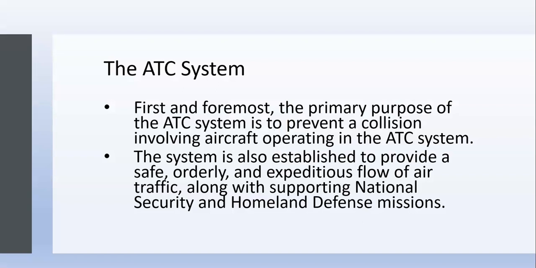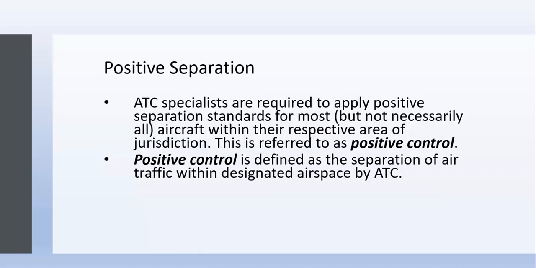So the first and most important purpose of ATC is to prevent a collision involving aircraft operating in the ATC system. And it's also established to provide a safe and orderly and expeditious flow of air traffic. So efficiency of the air traffic system is also a primary concern of the ATC system. Also, the ATC system supports national security and homeland defense missions. So again, the primary purpose of air traffic control is to maintain positive separation.